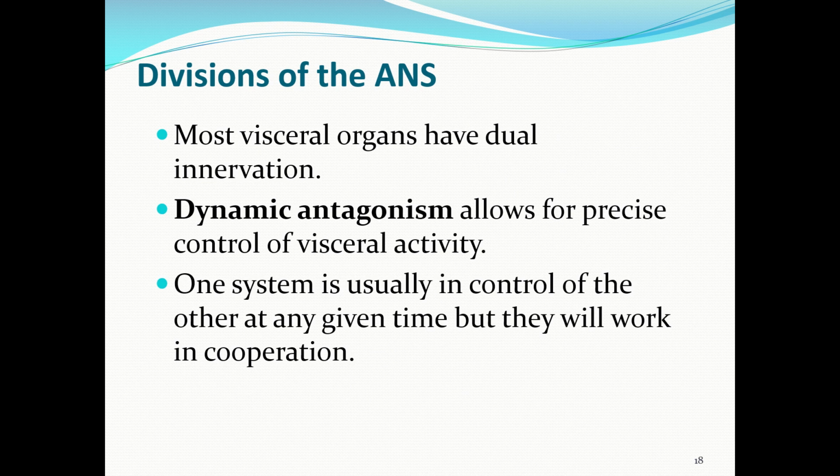Most visceral organs will have dual innervation, and as mentioned earlier, that is called dynamic antagonism, and it allows for that precise control of visceral activity. One system is usually in control of the other at any given time, but they will work in cooperation.